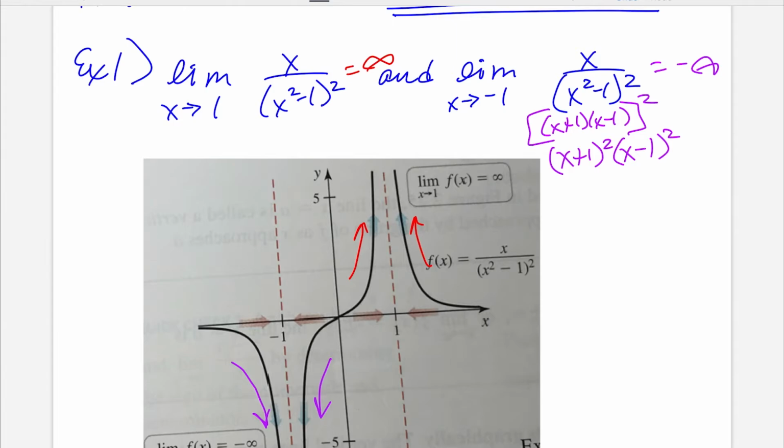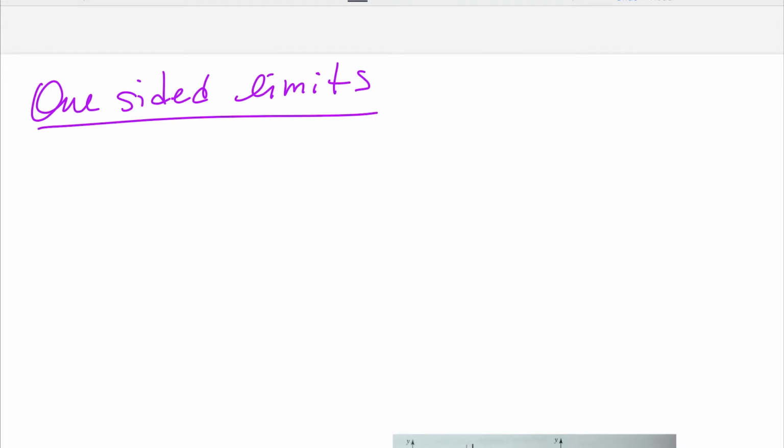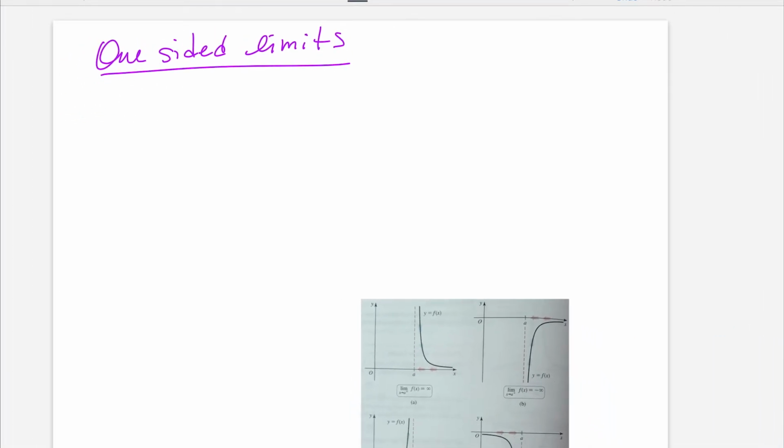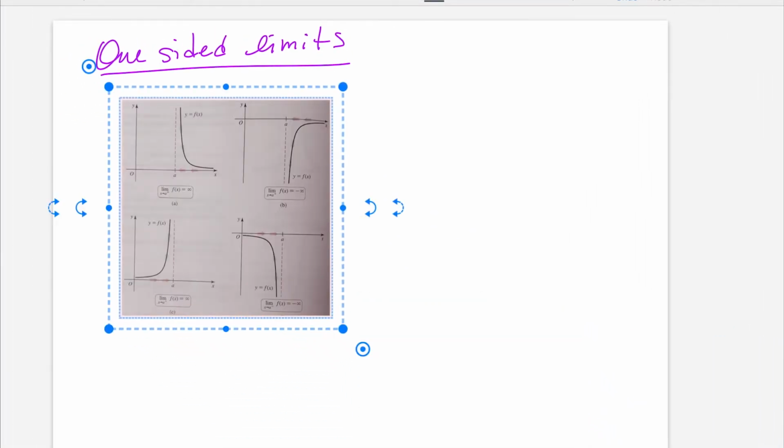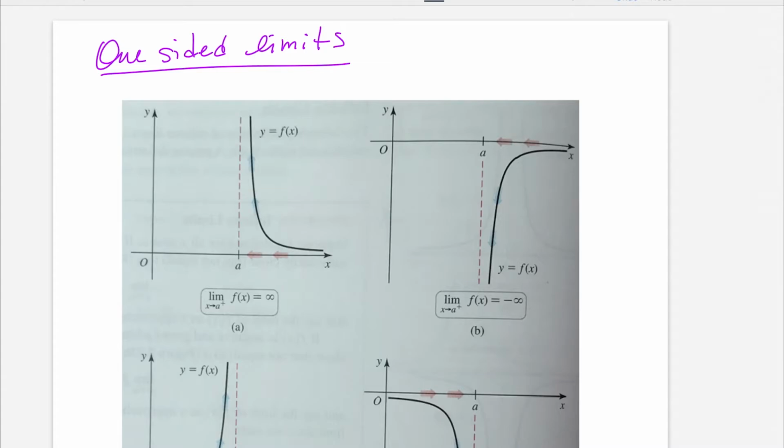All right, so let's take a look at this next. Let's talk about one-sided limits. One-sided limits are literally the exact same thing that I'm looking at, right? Let me make this bigger. Let me pull this over here and make it to where you can see it better. So here's our one-sided limit.